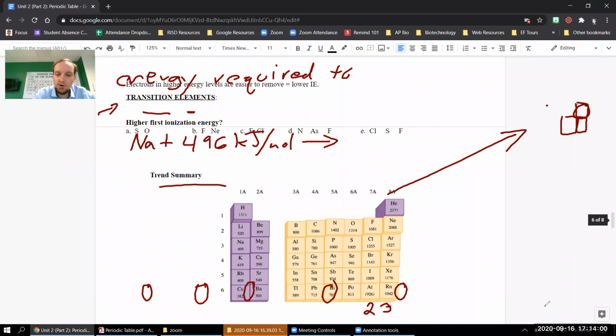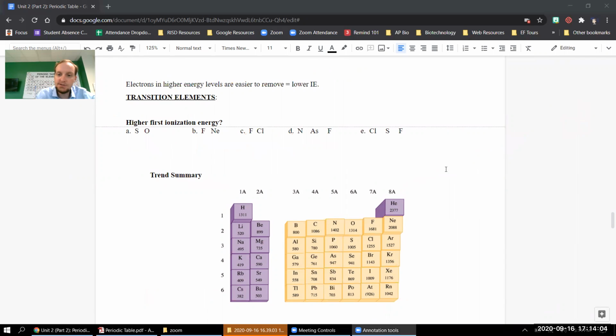All right, so here's an overall pattern. If you guys want to take a look at that. Again, this is kind of the pattern. Notice again the trend there.